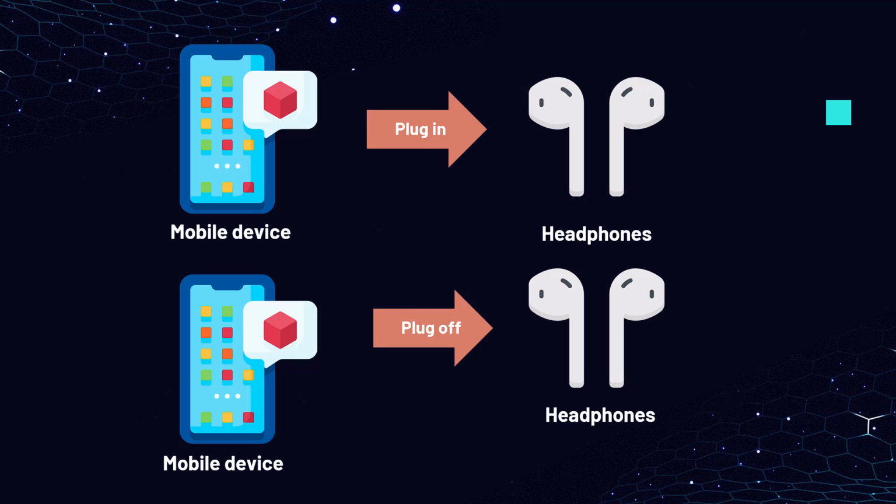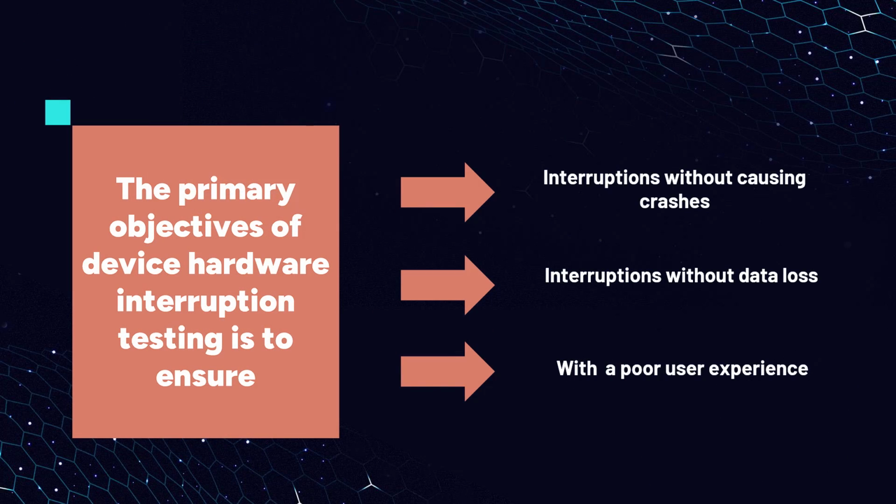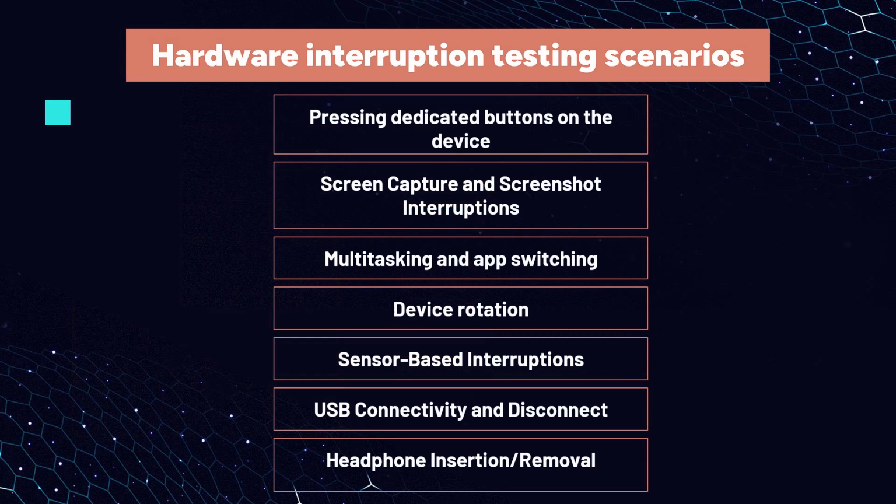The primary objective of device hardware interruption testing is to ensure that the device and applications can adapt to a variety of hardware-related events and interruptions without causing crashes, data loss, or a poor user experience. By conducting thorough testing in these scenarios, developers and testers can enhance the reliability, stability, and overall usability of both the device and its applications.